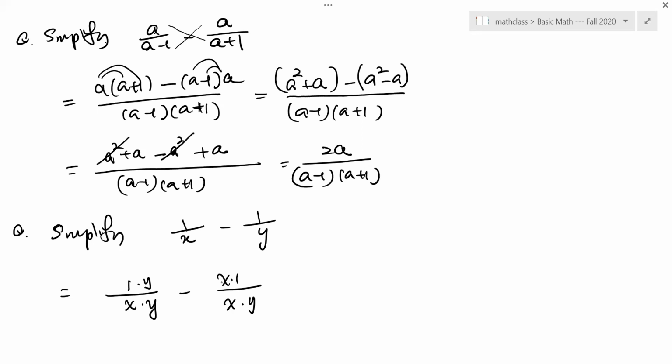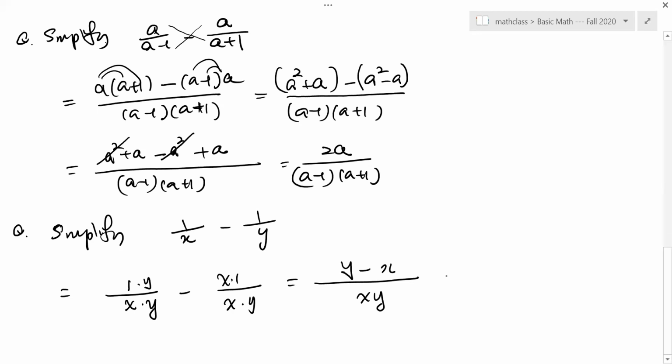Yeah. So Eric could say you cannot go further, now you have a common denominator. Of course you can go further. You can combine them into one fraction. The numerator here is y minus x, the difference of the two numerators. This is what I have to do.